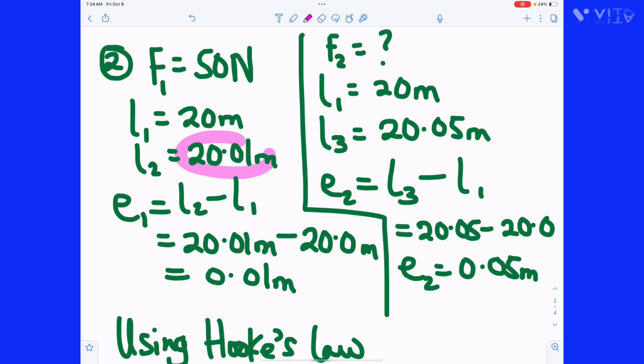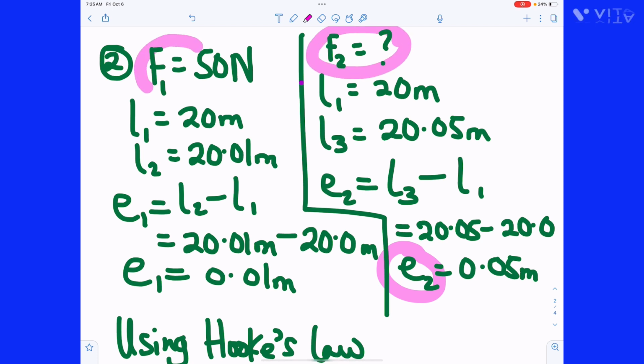The extension in this case is 20.01 minus 20. That gives you 0.01 meters. So my first extension, E1, is 0.01 meters. Also, the question says another force, F2, increases the length of the elastic wire from 20 meters to 20.05 meters. So in this case, the second extension will be 20.05 meters minus 20 meters, L3 minus L1, where L1 is the original length of the elastic wire. And that gives 0.05 meters. So we know our E2; we don't know our F2, but we know F1 and E1.